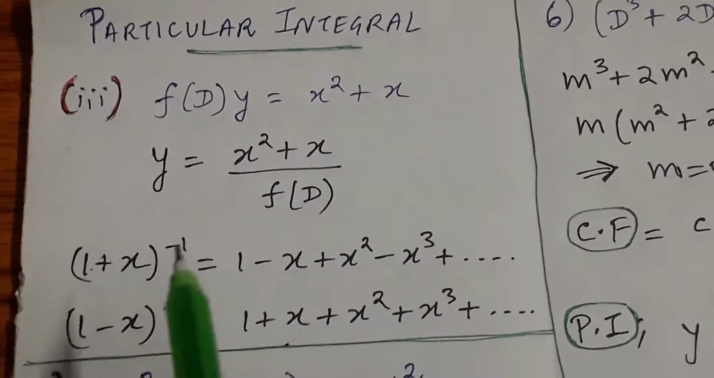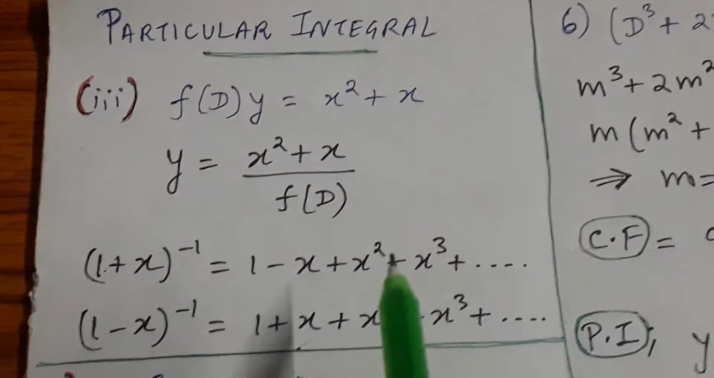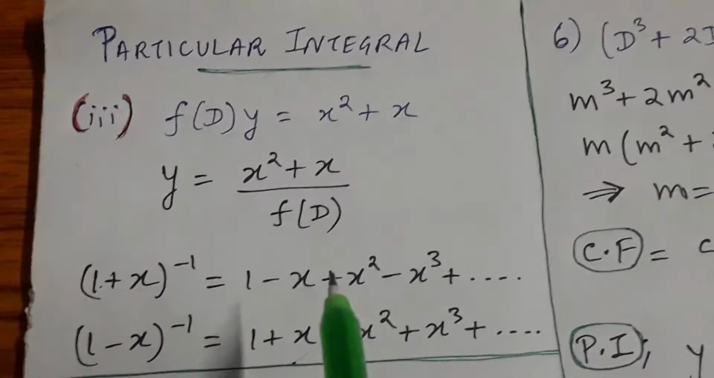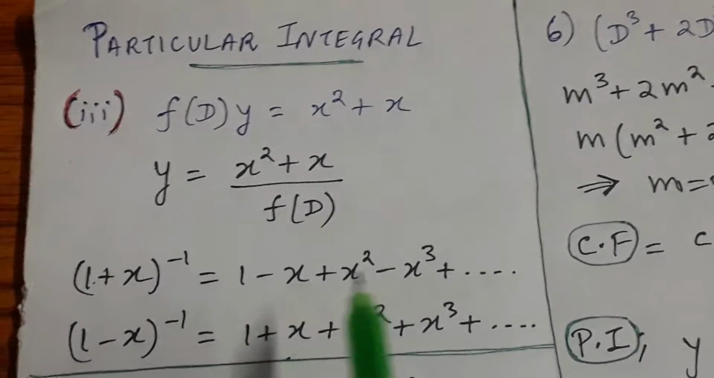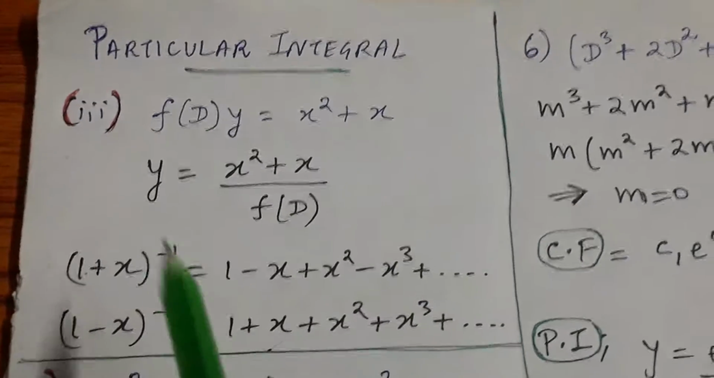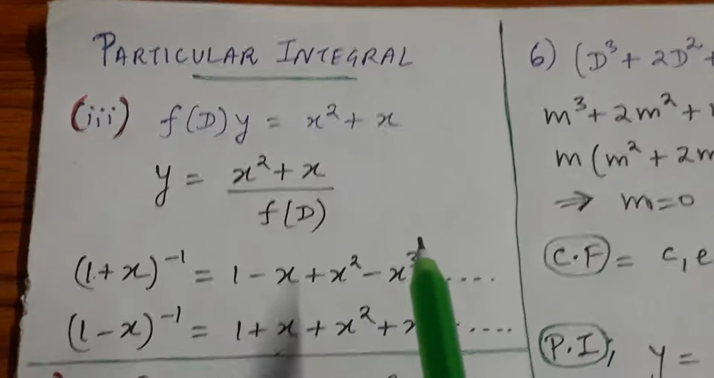1 plus x whole inverse is 1 minus x plus x squared minus x cube. If it is plus and minus here, everything will be alternating, minus plus. If both are minus, everything will be plus. This is the procedure.